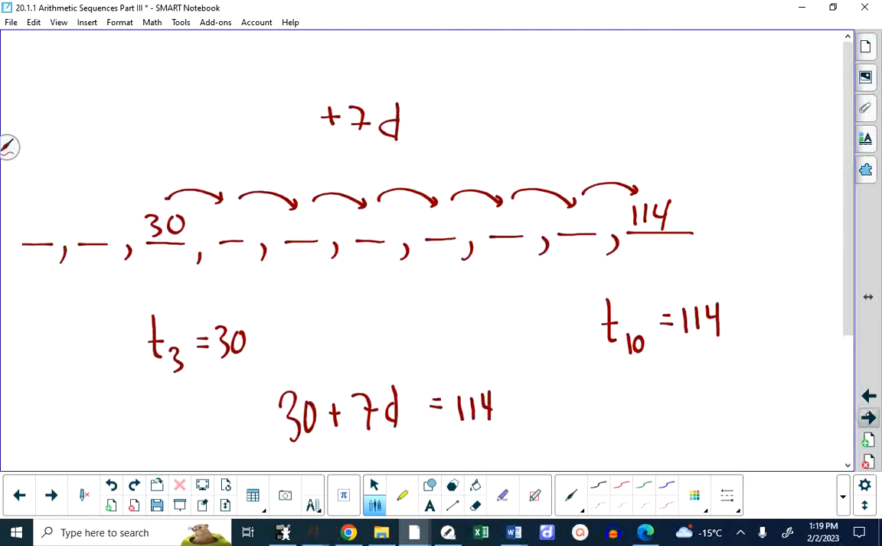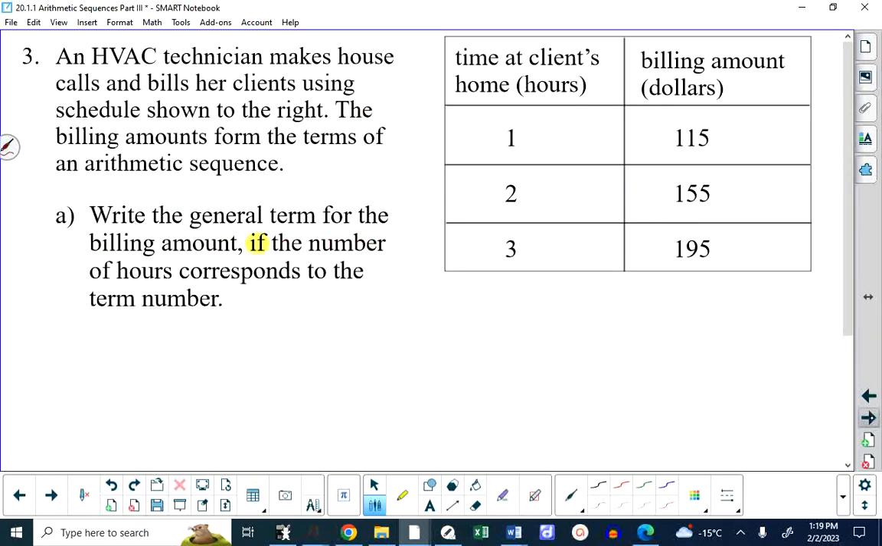Okay, let's try another one. Totally different question now. And there's some typing mistakes in your handout here. An HVAC technician makes house calls and bills her clients using the schedule shown to the right. So she gets a phone call, she goes to a house. If she's working there for anything under an hour, the billing amount is $115. If she's there for anything up to and including 2 hours, she bills $155.